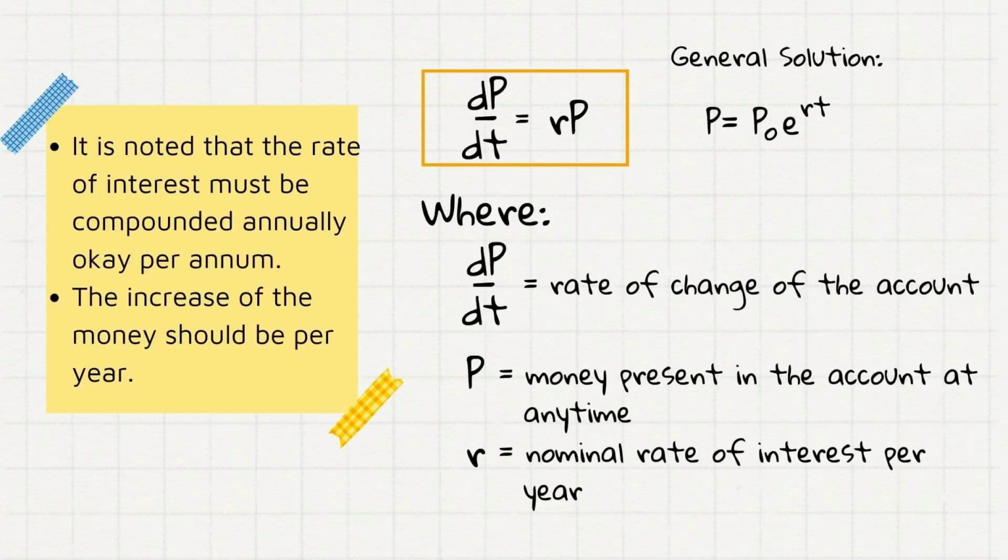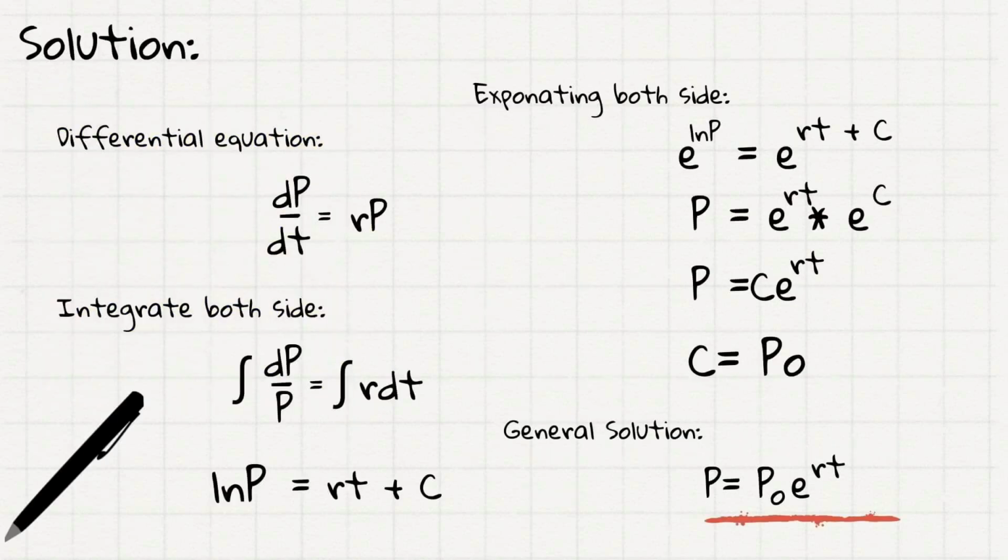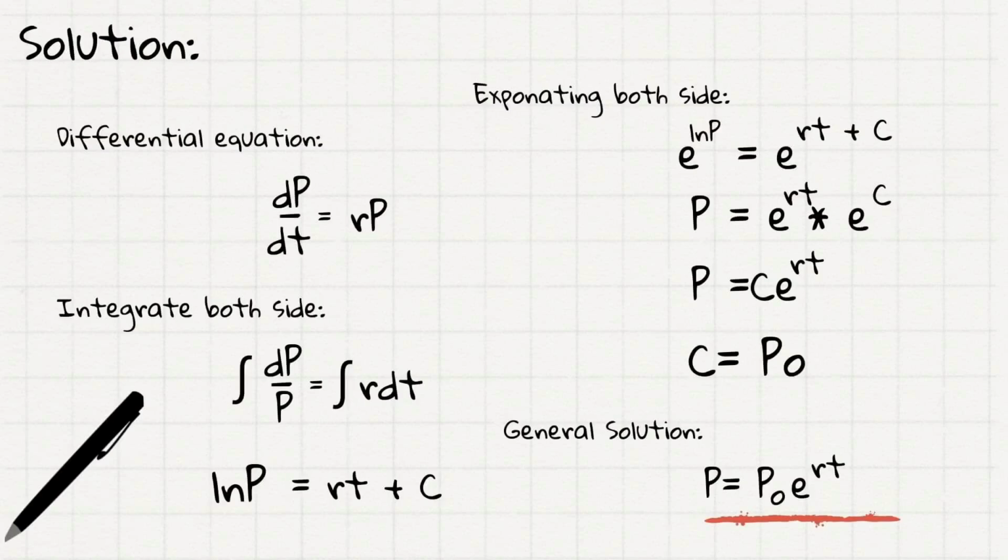To have a general solution, we need to solve the differential equation, and if we use variable separable, we will have dP/P = r dt. We will integrate both sides. It will be ln P = rt + c. Exponentiate both sides of our equation. The e raised to ln will be cancelled.